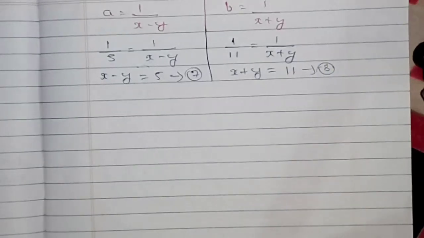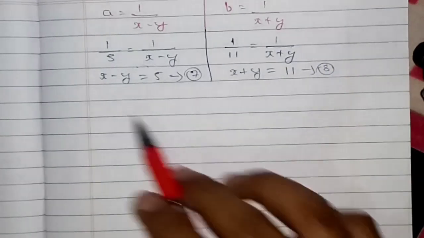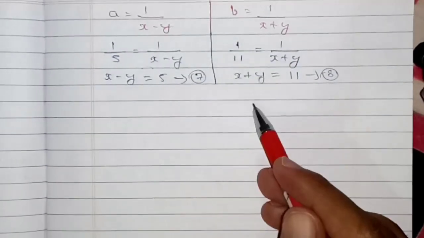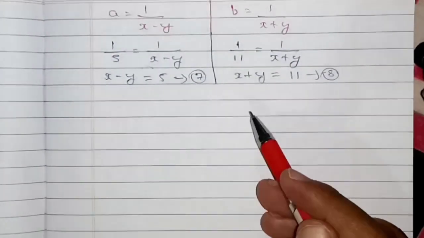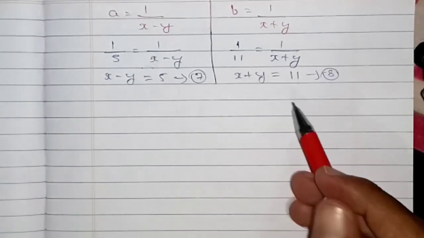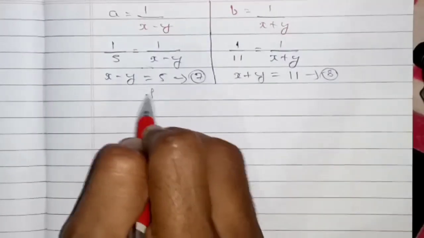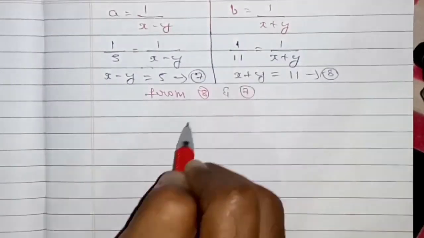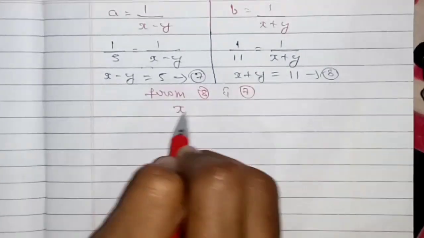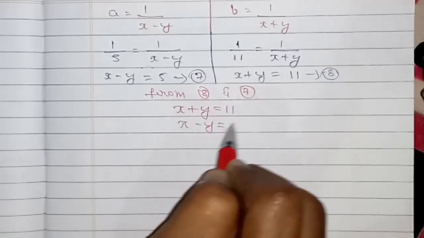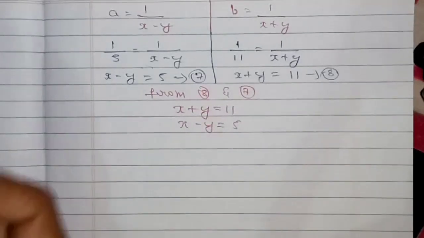Now this is in the form of equation, right? Again you need to simplify this equation by using any method, by using elimination or a cross multiplication method or a substitution method or whichever method you need, right? Now I'll take 8 and 7. So x plus y is equals to 11. The second one is x minus y is equals to 5. Now I'll use the elimination method, children.